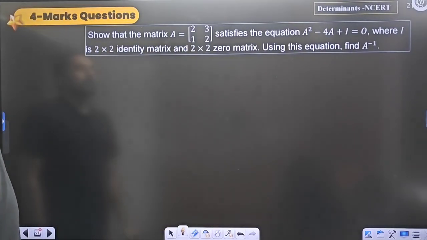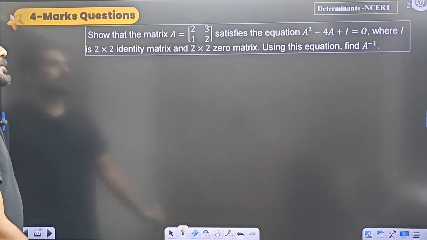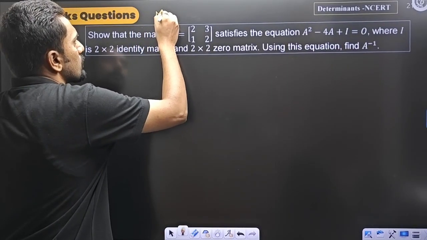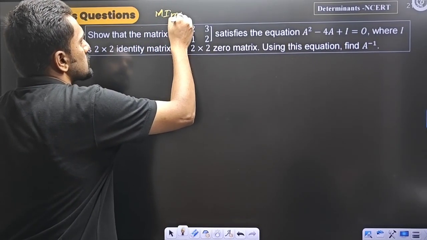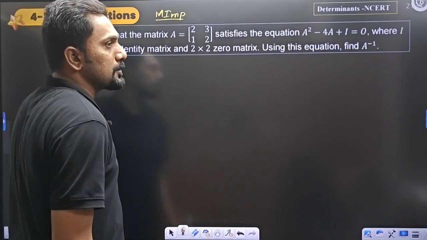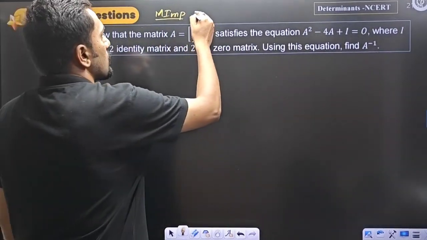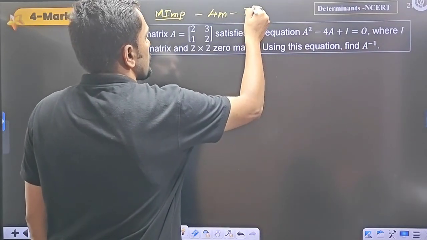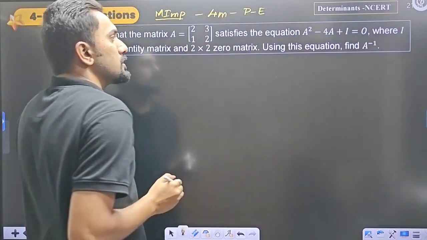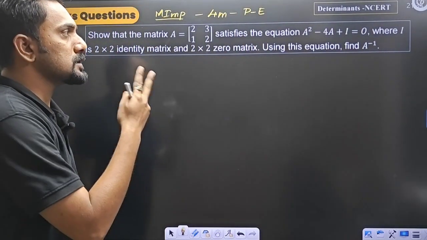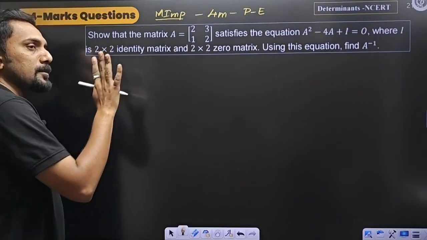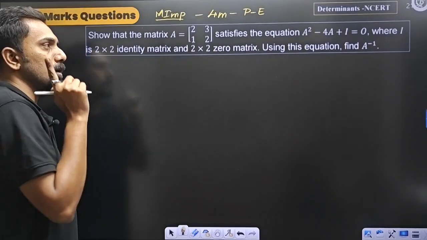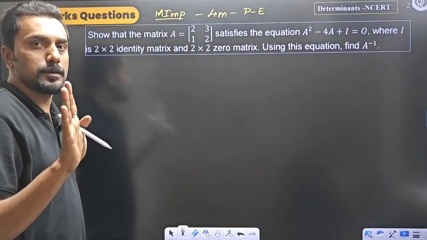Then coming to the 4 mark question, which is most important for your board examination as well as the midterm examination. This question comes in Part E. We have only 2 questions of this type in the NCERT textbook, and one of those 2 questions will definitely come, 100%.